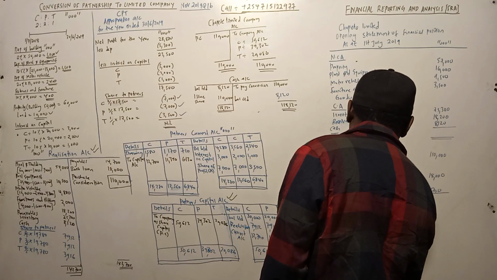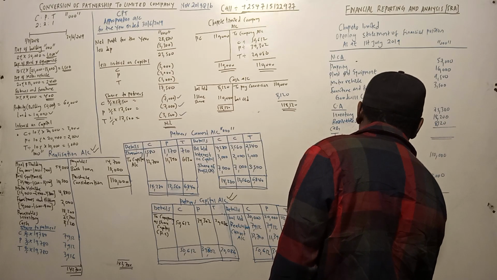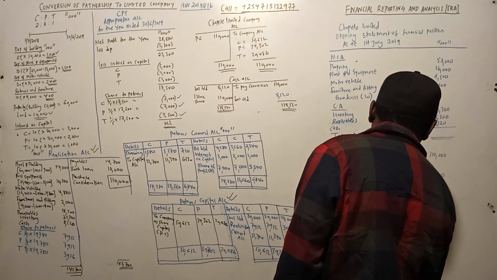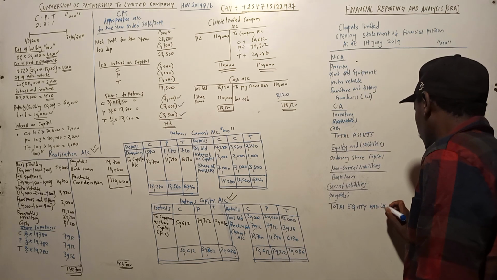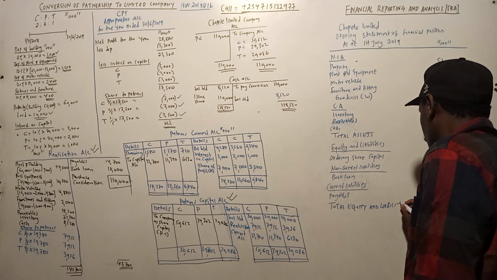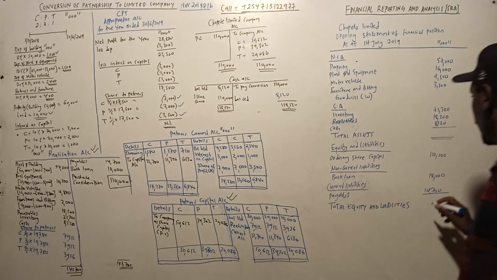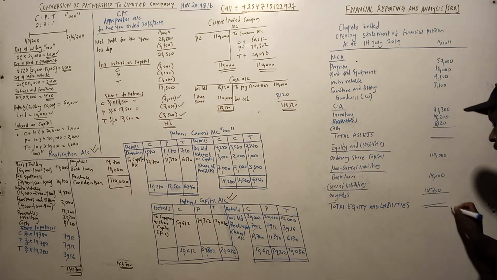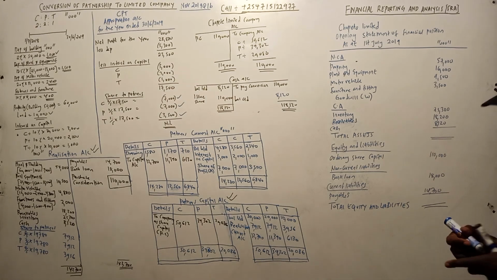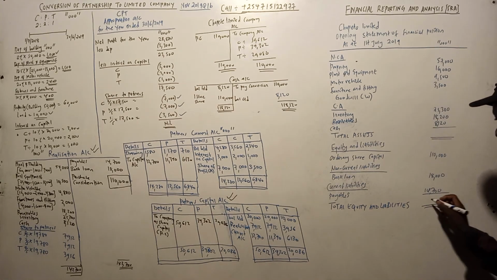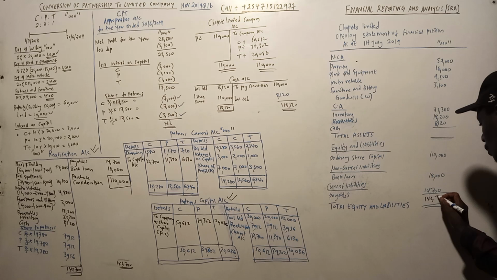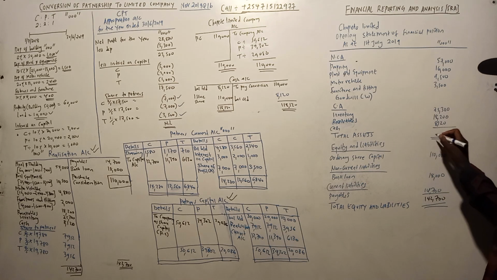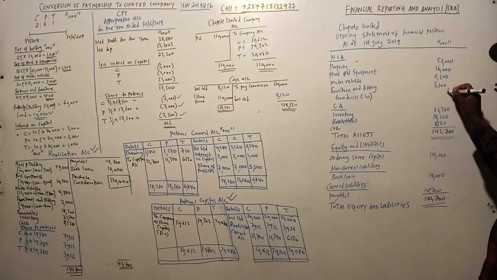Total equity and liabilities. So when we add this together, 110 plus 18 plus 14, it's supposed to be 142,700. So this one is supposed to be 142,700. Now we need to get the goodwill.